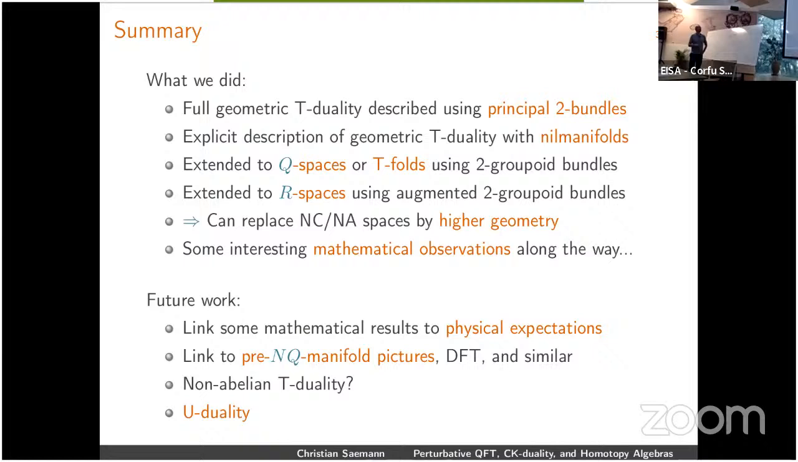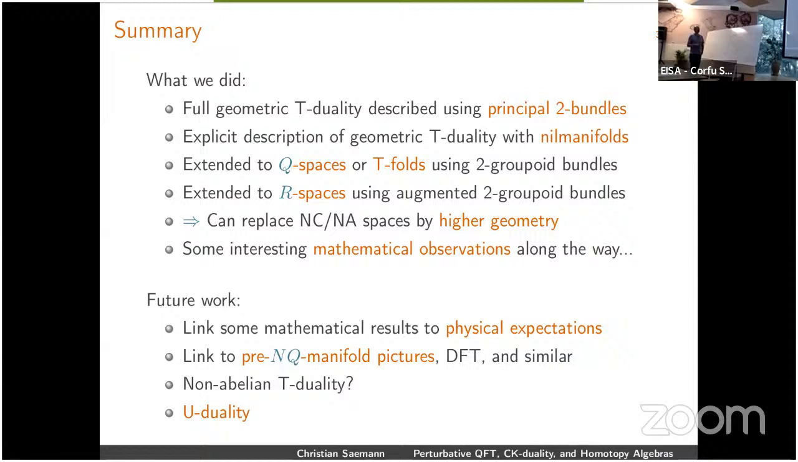Okay, I guess I should sum up. So what we did, we have a full geometric T-duality described using principal 2-bundles, extending the topological construction by Nikolaus and Waldorf. We have an explicit description of geometric T-duality with Nil manifolds, an important consistency check, everything explicit, everything down to earth. We could extend it to Q-spaces, we could extend it to R-spaces using these groupoids, 2-groupoids, and augmented 2-groupoids, which are constructed in a very natural way. We reconstruct the T-duality example as a consistency check that all works.